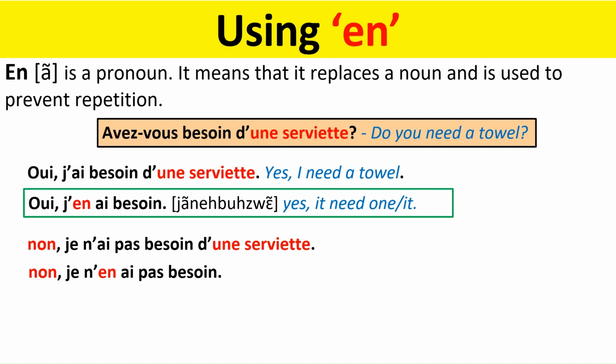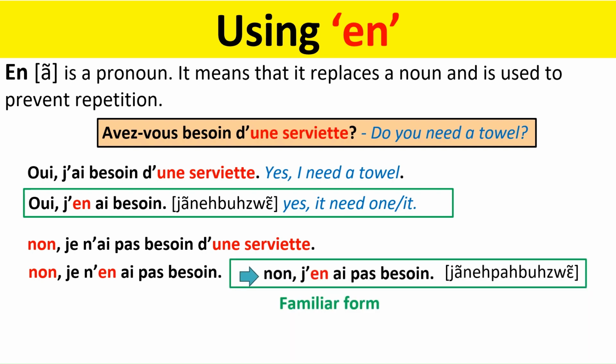Now, it's a bit of a mouthful to say, non, je n'en ai pas besoin. And quite often, when we're using negative phrases in French, we tend to lose the little first part of the negative, which is the N apostrophe or the NE. So what will happen? We're going to hear, non, j'en ai pas besoin. And that's quite a familiar form that you are very likely to hear in France or in French-speaking countries. J'en ai pas besoin.